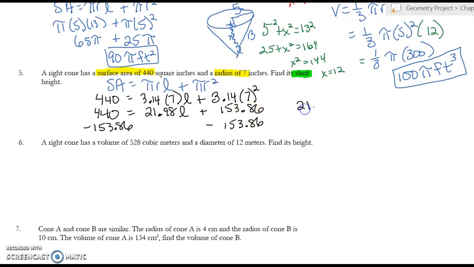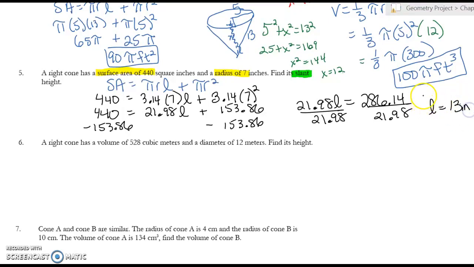And now it's just a basic equation where you're going to subtract. And then I'm going to write it over here because I'm running out of space. So 440 minus the 153.86 is 286.14. Now I divide. And so your slant height is, let's see, 13.01. So we'll just say 13 inches. And that's it. But again, you had to start with the equation.